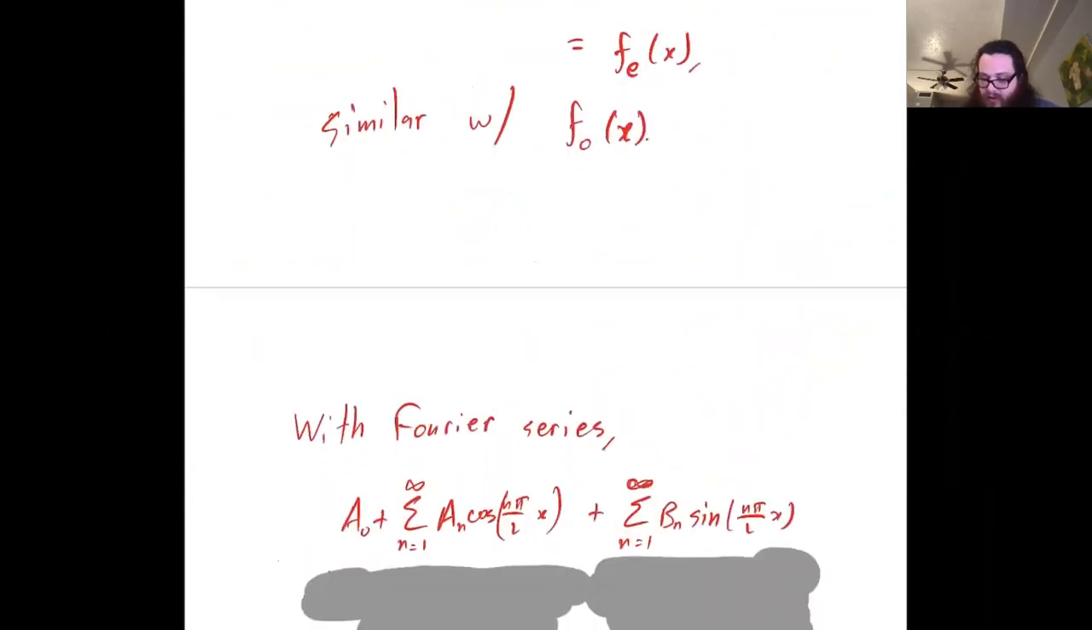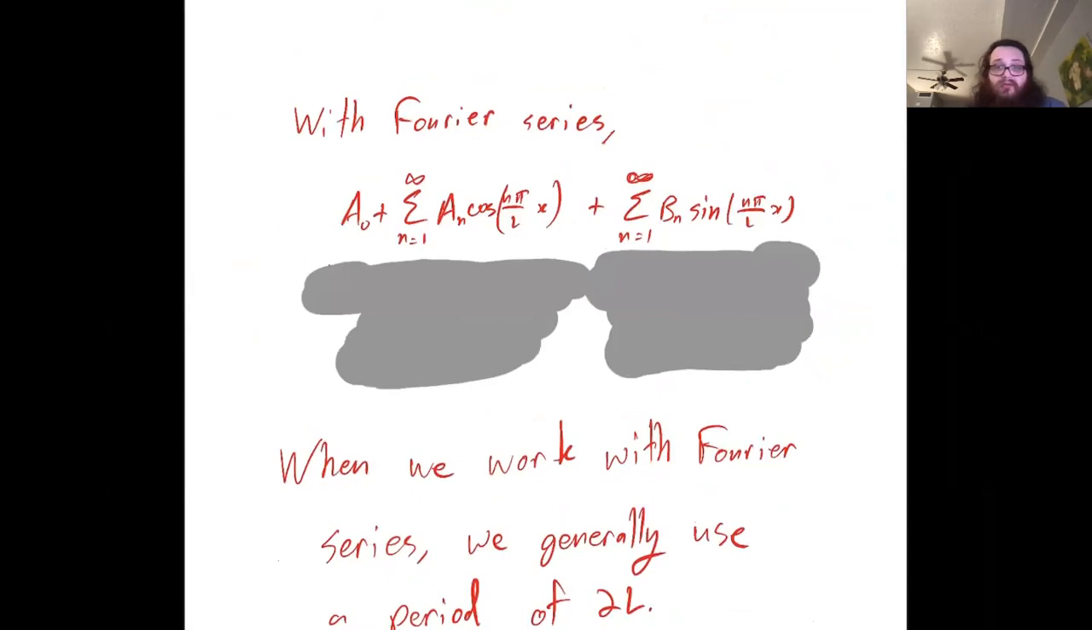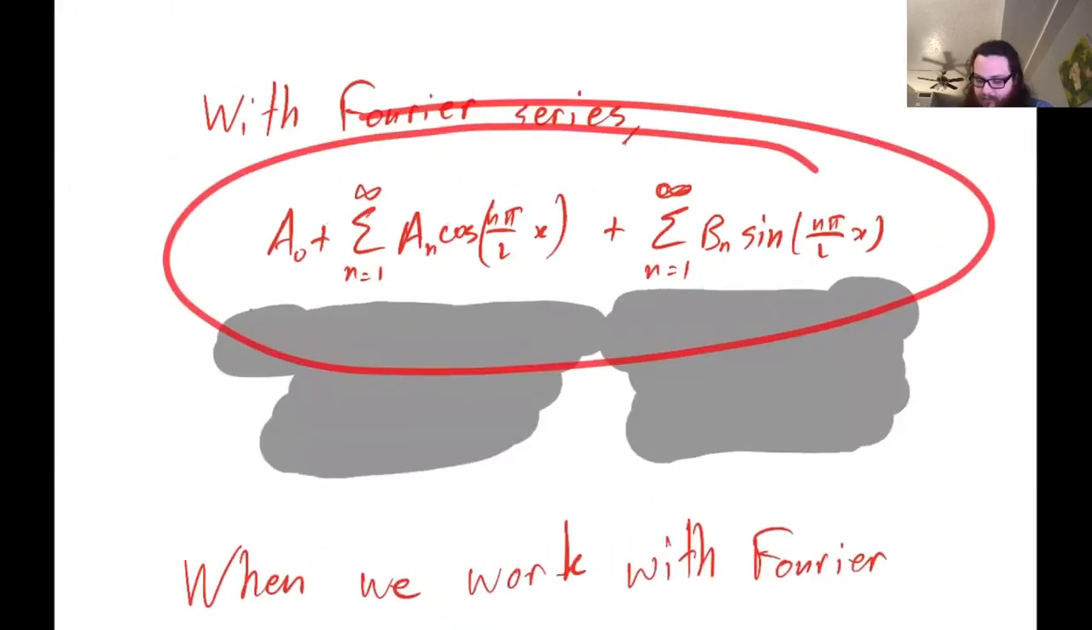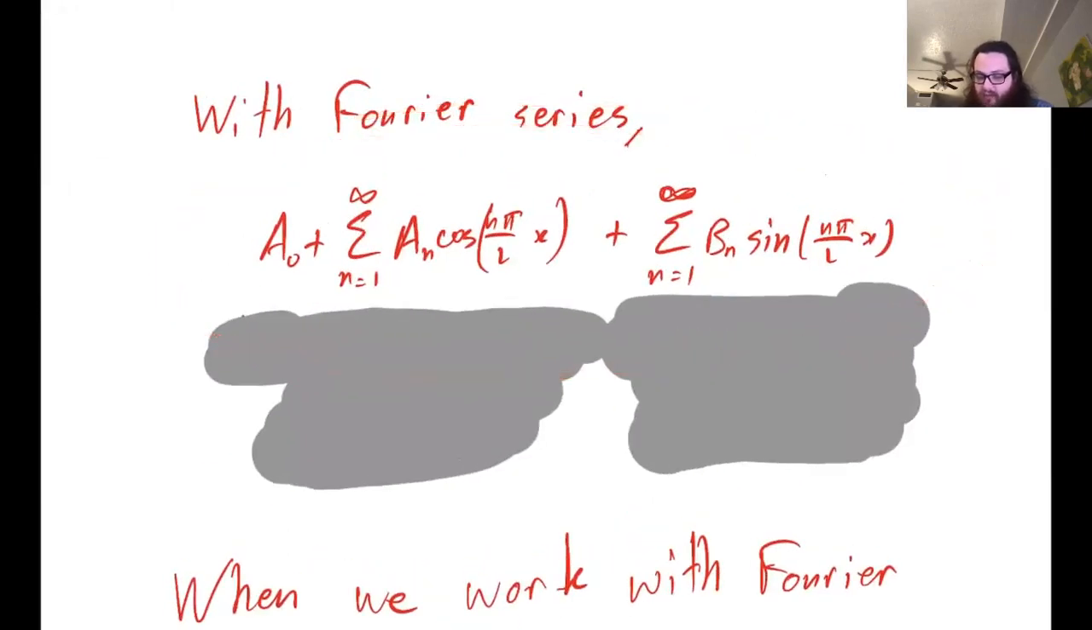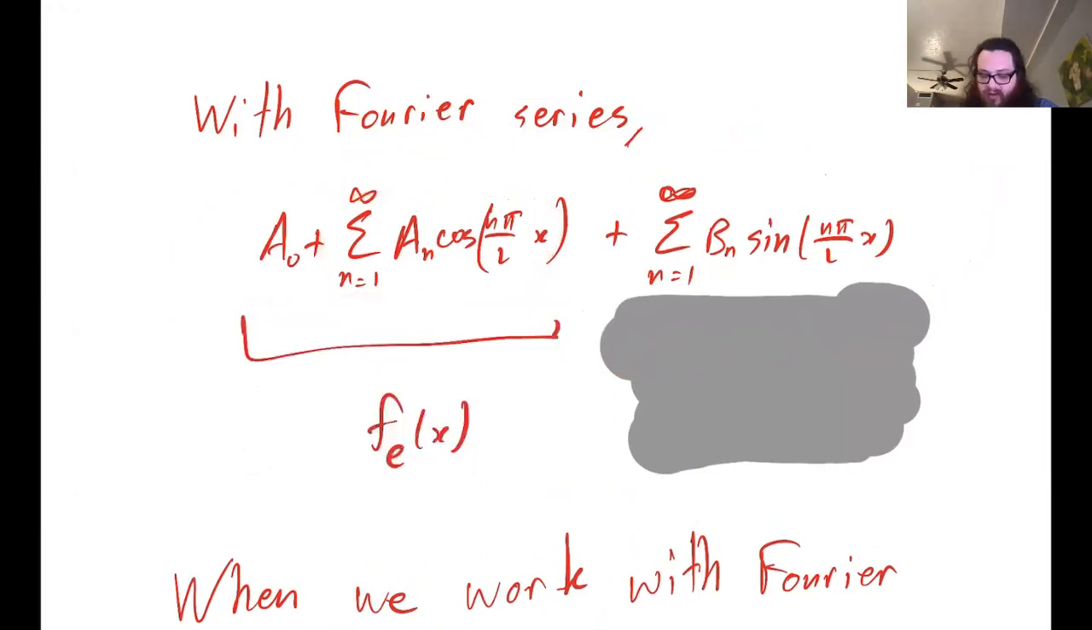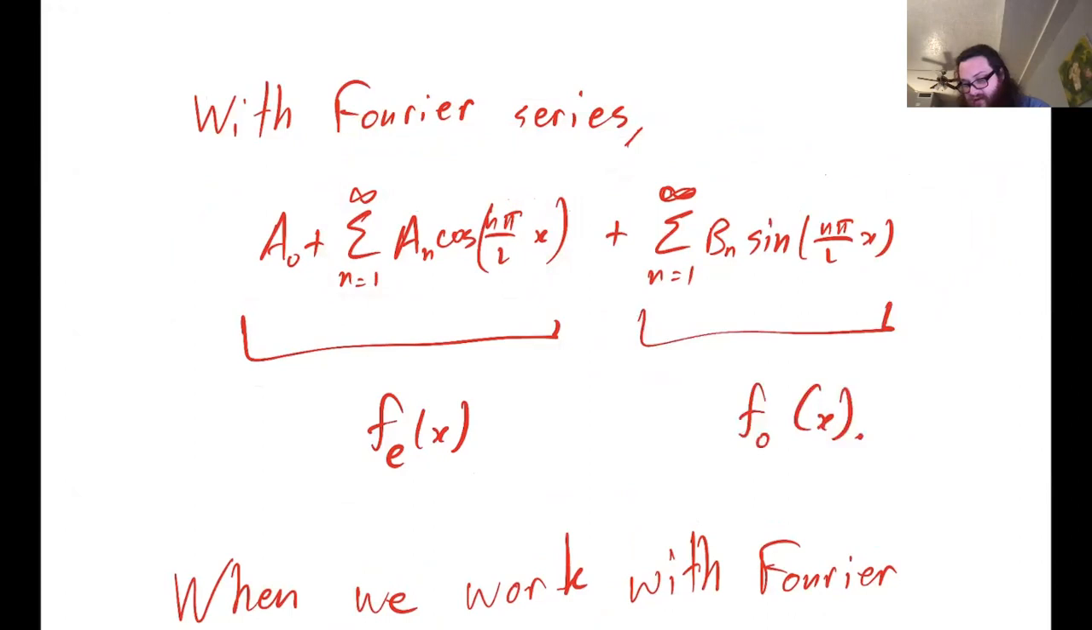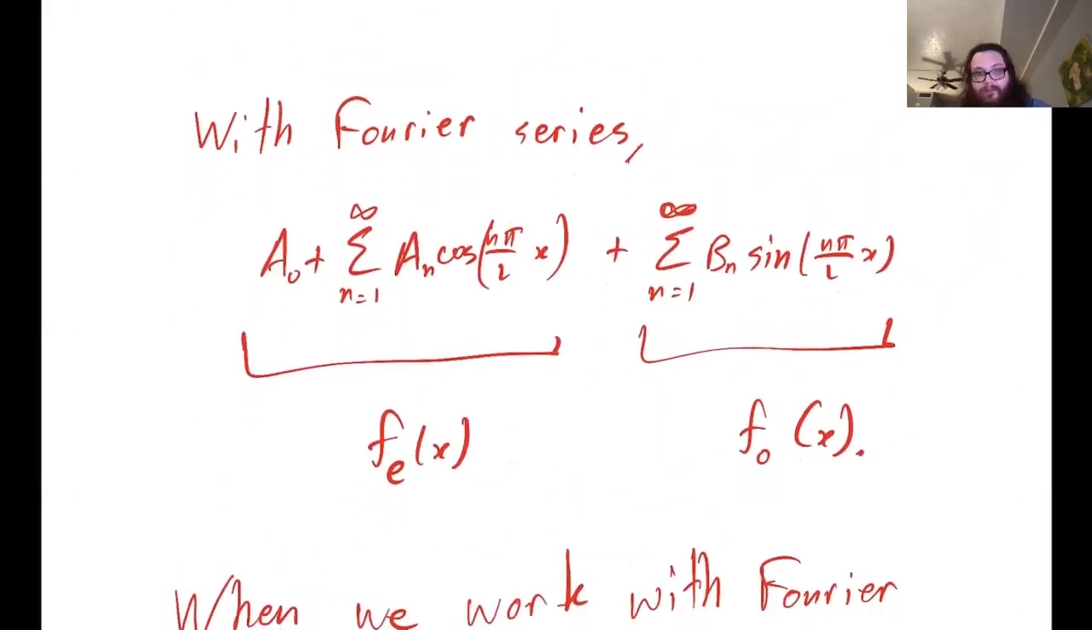As I mentioned, we've seen examples of this sort of decomposition before, where we've taken our Fourier series and written it as a constant term, which is even, plus a bunch of even functions. So this whole piece over here is going to be an even function. Likewise, if we take a bunch of sine functions and add them together, that's going to be our odd piece.